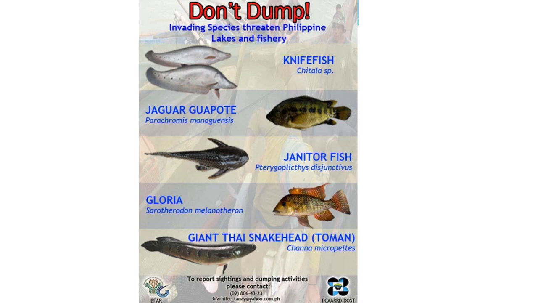So, here we have examples of species that may cause interspecific competition. We have here the jaguar, the knifefish, the janitor fish, the tilapiang gloria, and the giant snakehead. These are all examples of invasive species.